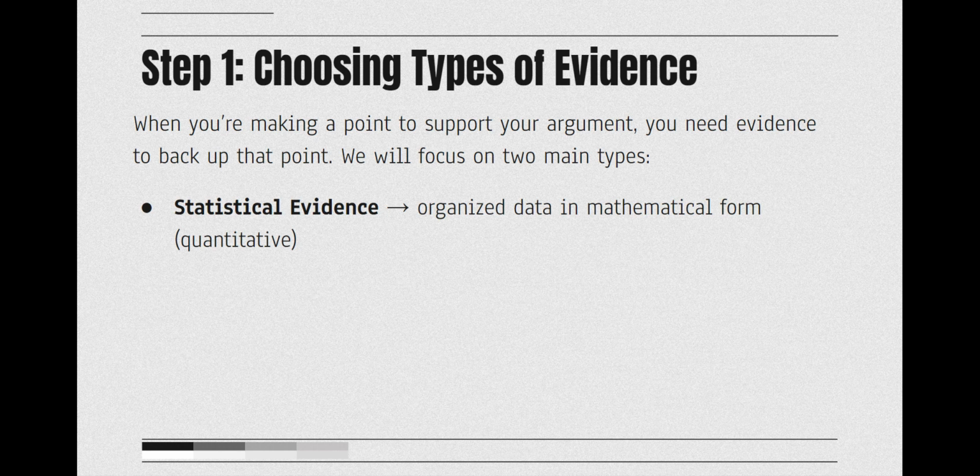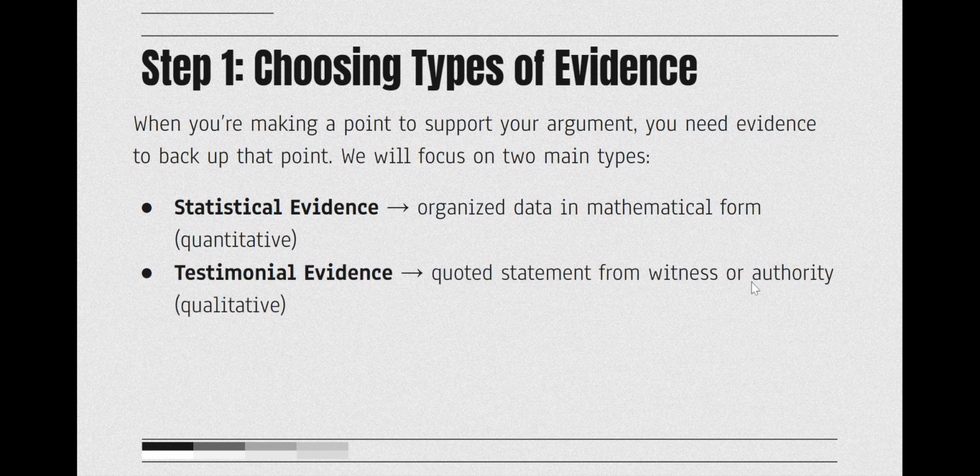Our first type of evidence is statistical evidence. And if you've ever seen a percentage or any kind of mathematical data in an essay, that is statistical evidence. It is quantitative, which means that we can apply some sort of numerical rating to it. And it is something that can be counted, right?